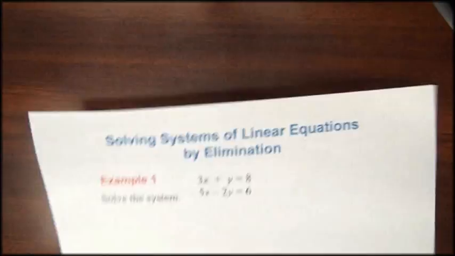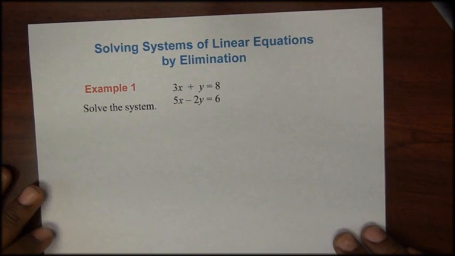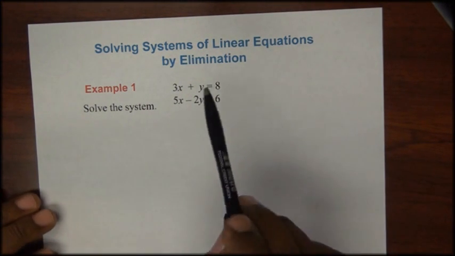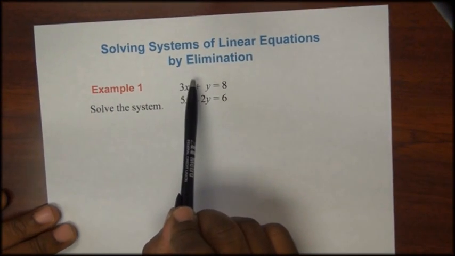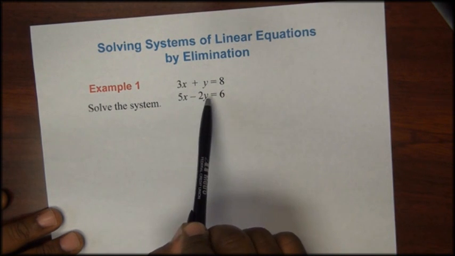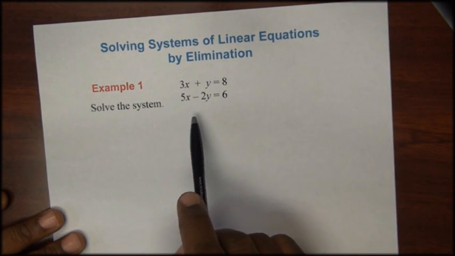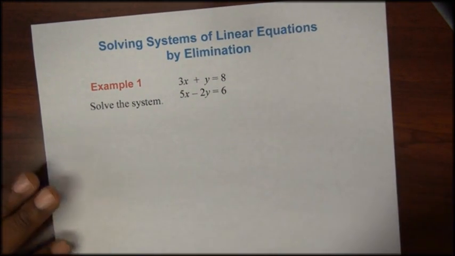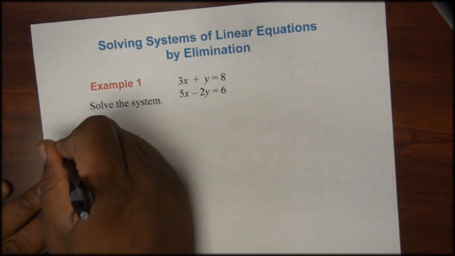So let's take a look at an example. In this first example, we're asked to solve the system of linear equations by elimination. We have 3x plus y is equal to 8, and 5x minus 2y is equal to 6.